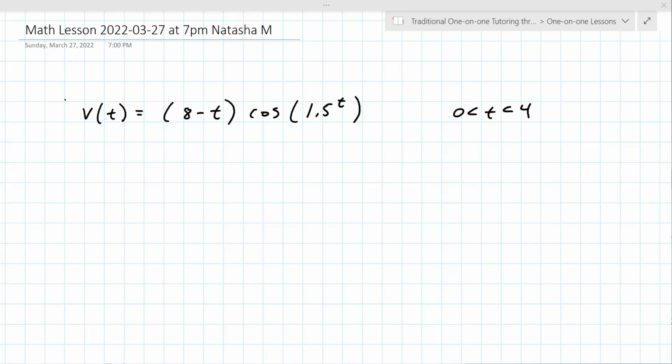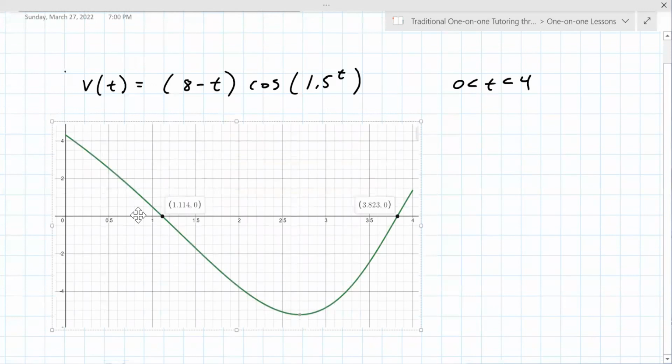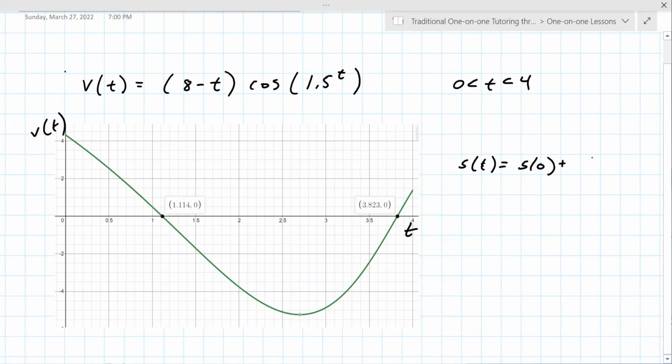All right, here we go. So this graph here looks something like this. Okay, and you can see it crosses the t-axis at a couple of different places. All right. So the first thing I could tell you is that s of t is equal to s of 0 plus the integral from 0 to x v of t dt. Have you seen that before? We've probably looked at that together. I think so, yeah.